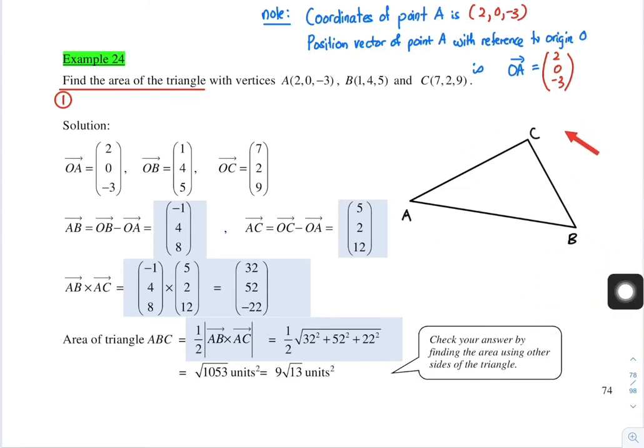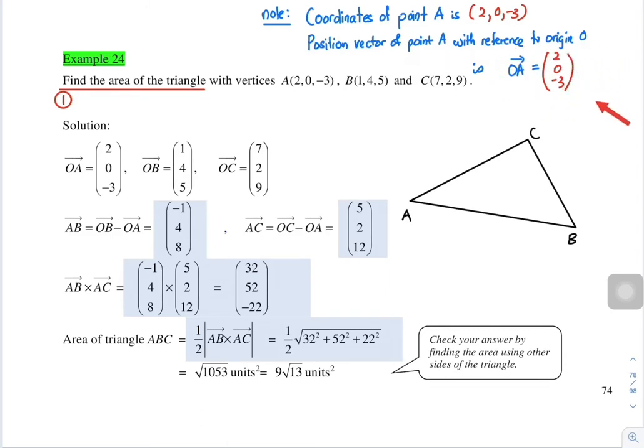Each one of these coordinates can be written as the position vector of each one of those points, and they are given by these column vectors. So OA, the vector, is equal to (2, 0, -3). OB, the vector, is equal to (1, 4, 5). OC, the vector, is equal to (7, 2, 9). Take note, the coordinates of the point A is given in this form, while the position vector of the point A with reference to the origin is given in this form.